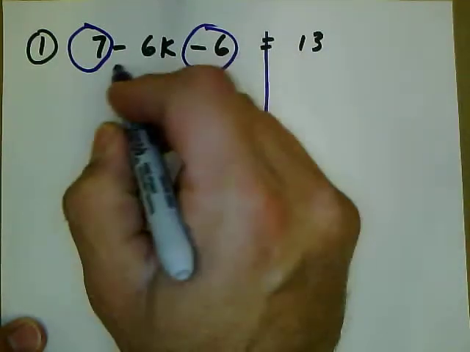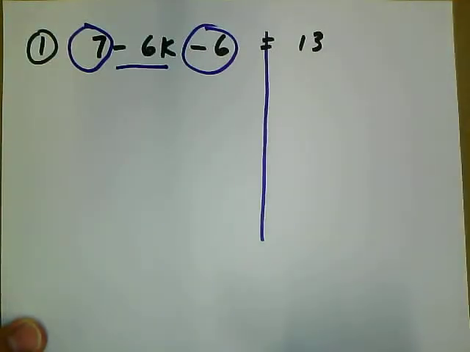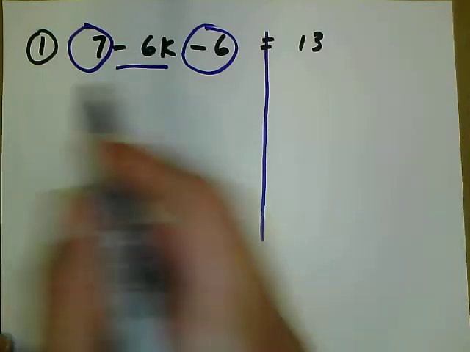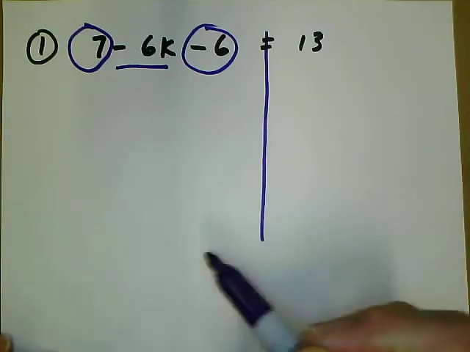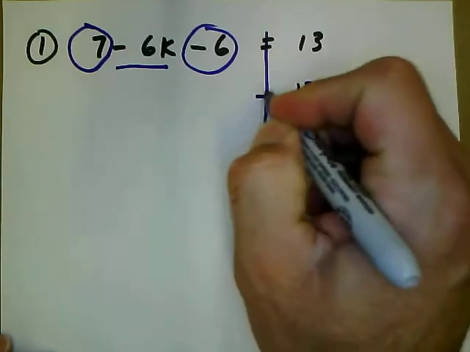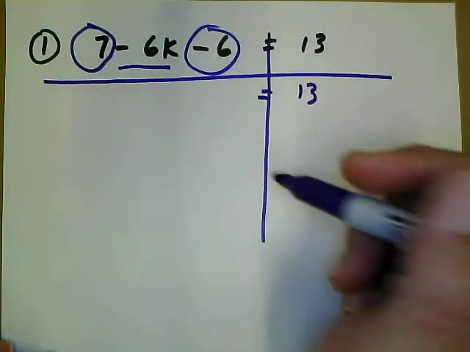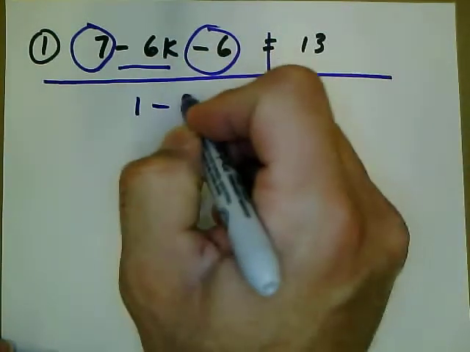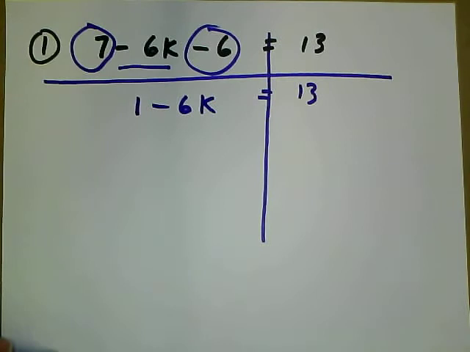-6k is going to be alone or with another k, but there is no other k. Remember, it's only this side. We don't jump over and add the 13, because the 13 is just on its own. That simplification is per side. So 7 minus 6 is 1. Bring down that -6k.